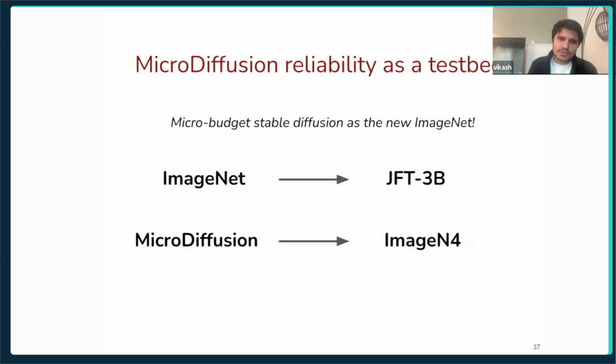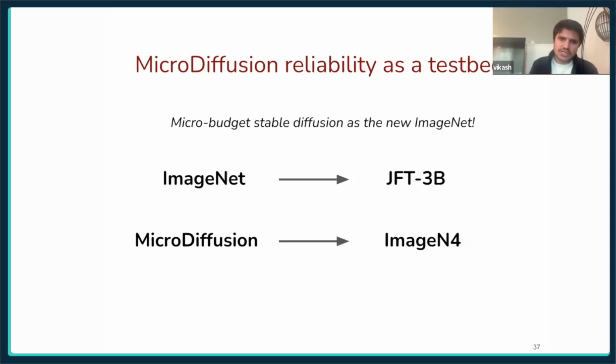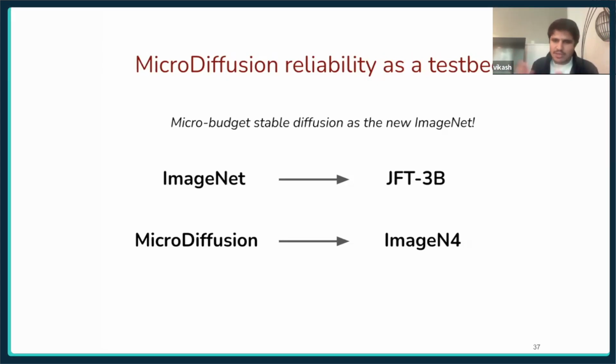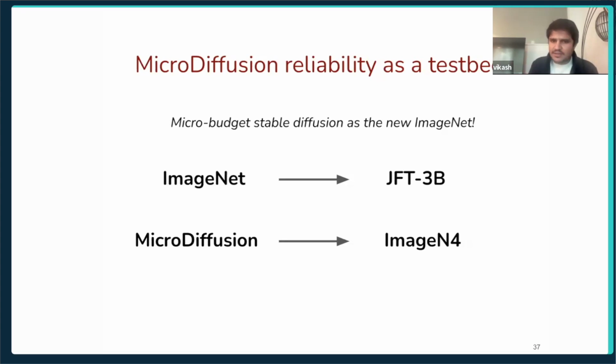I think that was one of the key driving factors for us to do this work: can we make micro budget training of stable diffusion at this new ImageNet setup, so that the innovations we do on this scale can be translated to our real world models like Dolly or ImageN.